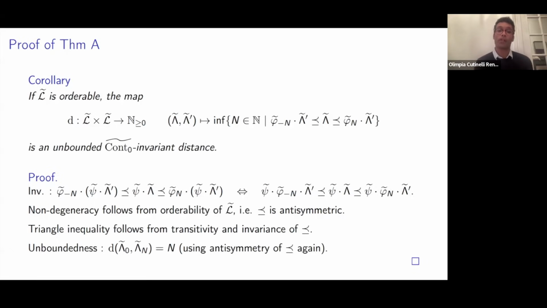And for unboundedness, the sequence you can take is just the positive loop, the positive Legendrian isotopies. So it's easy to see that the distance between lambda 0 and lambda n is just equal to n. N here is an integer. And here it uses also antisymmetry. So this is the proof of theorem A, or at least the idea of the proof.